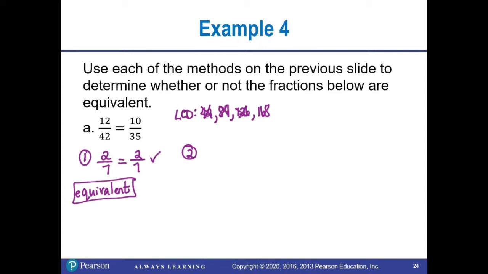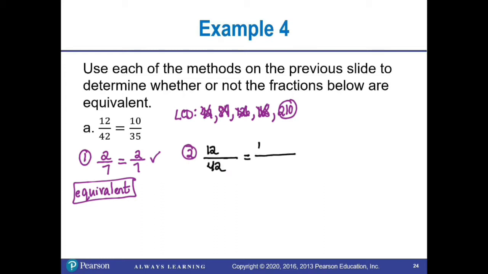The next multiple of 42, 42 times 4, is 168. 35 does not divide evenly into 168, so that's not our LCD. The next multiple of 42 is 210, and 35 will divide into 210 evenly, so 210 is our LCD.